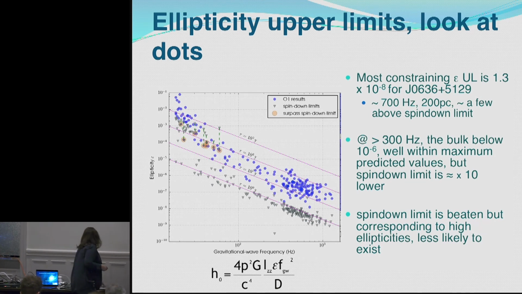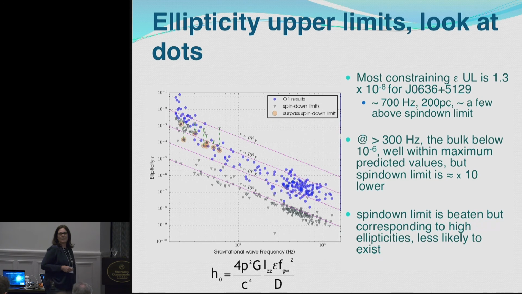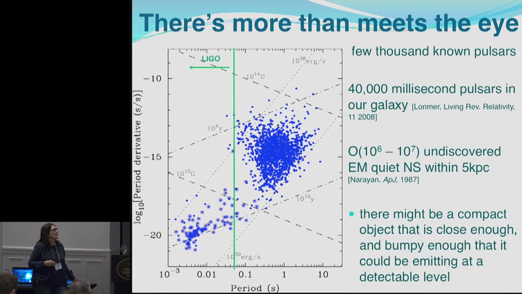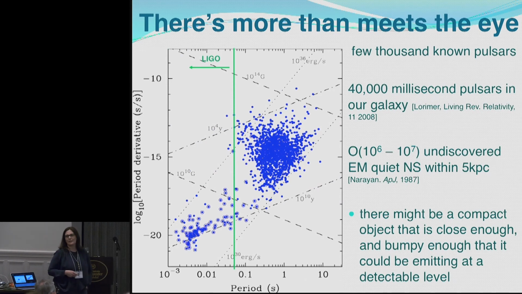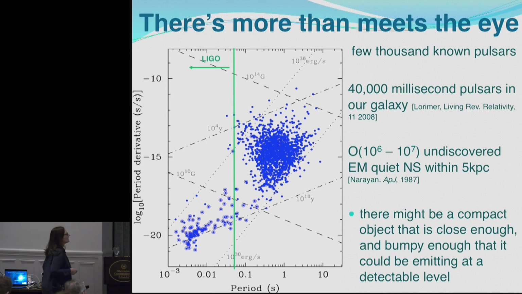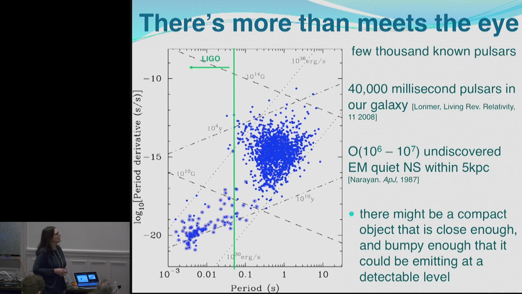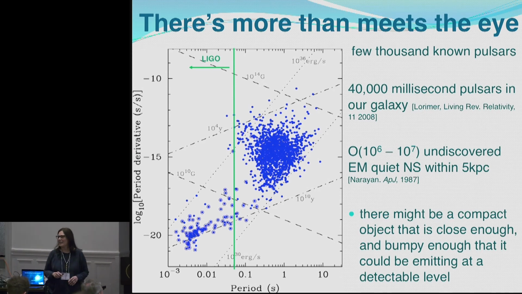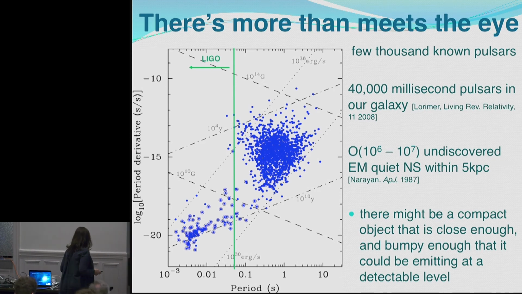So is there hope? Well, I would say so, because we know that in the galaxy, of these 2,000 plus objects that we see, that is not all there is. There should be orders of magnitude more undiscovered, not known objects. And there might be just one that is close enough and deformed enough and spinning in the right range that we might actually be able to detect it.